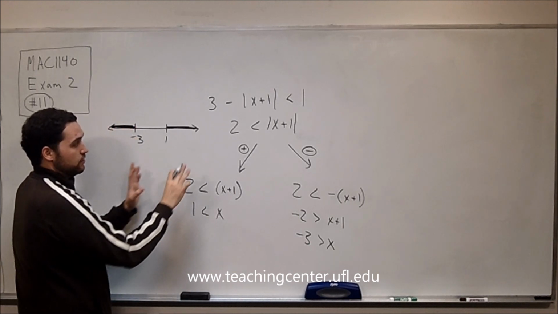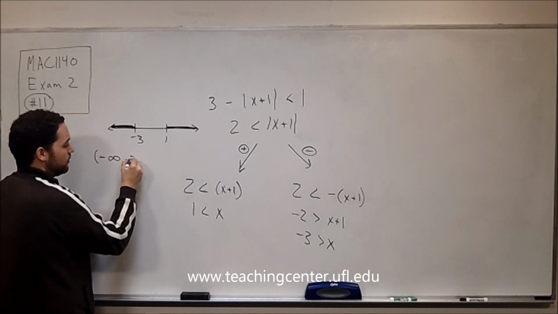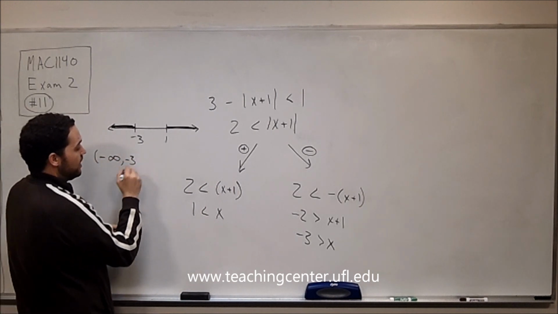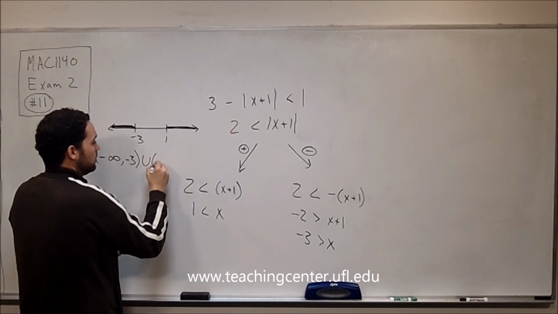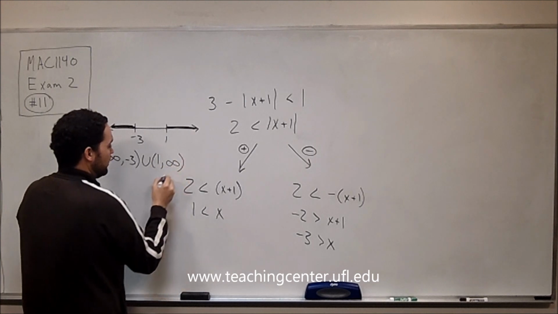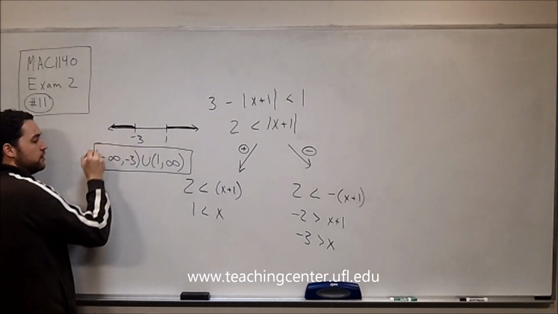So then your final answer, the solution to this, would just be negative infinity to negative 3, and then you want to put a parenthesis here because there's no equal sign on it, then union 1 to positive infinity, and you never put brackets on infinities. So then this would be your final answer.